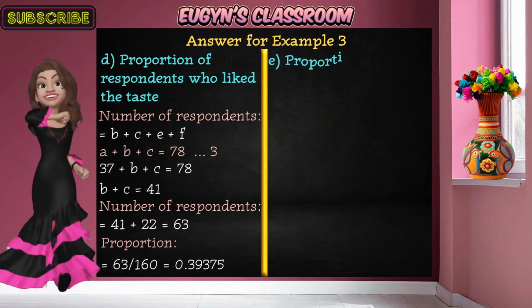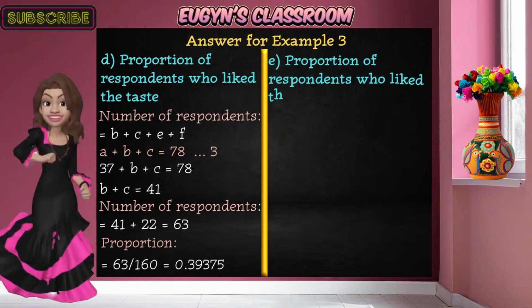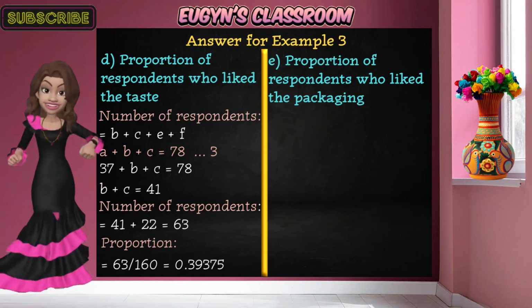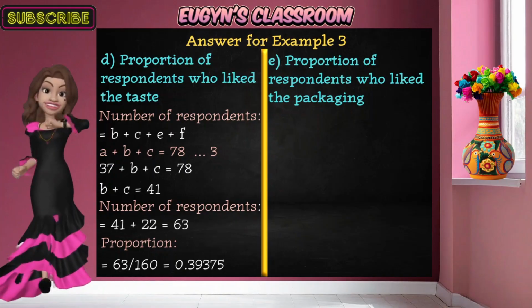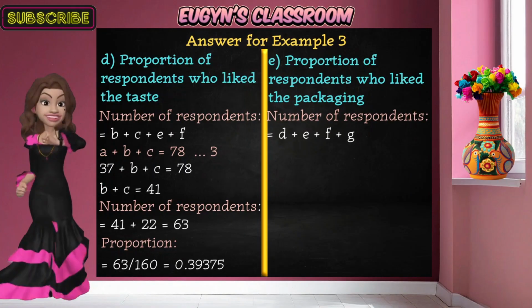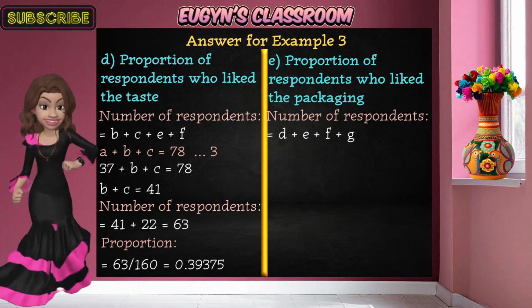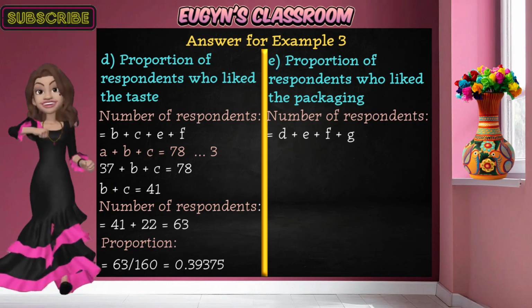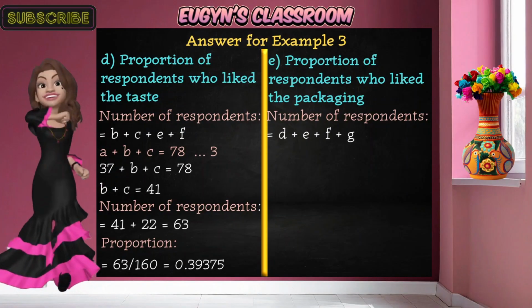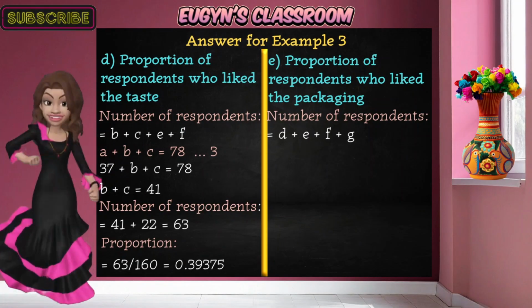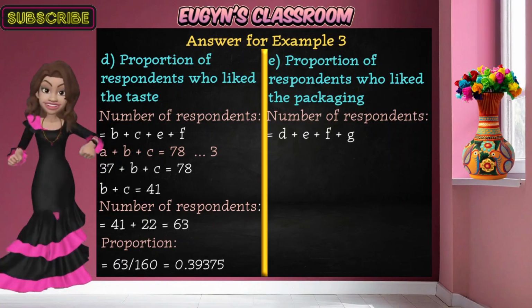In part E, we're supposed to get the proportion of respondents who like the packaging. We'll first get the number of respondents by adding all the letters in circle P. The letters are D, E, F, and G. We already have the value for D plus E from equation 6, that is 21. We had previously calculated the value for F. F is 16. We need to get the value for G.